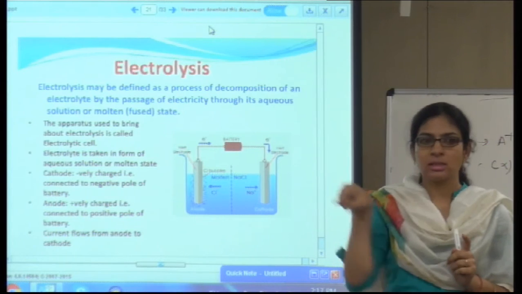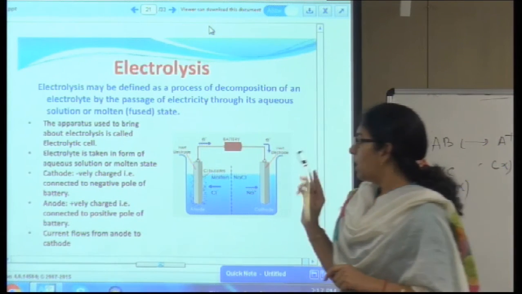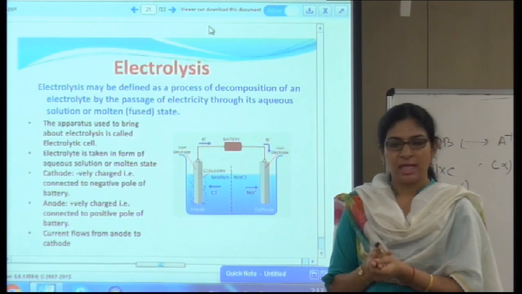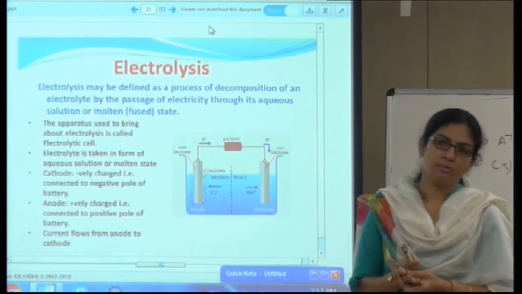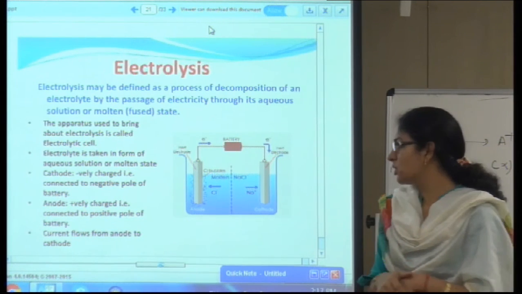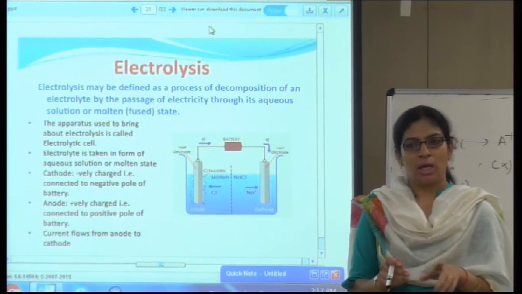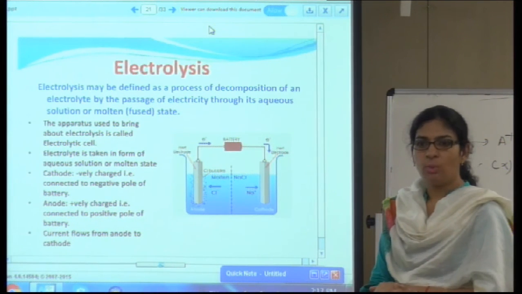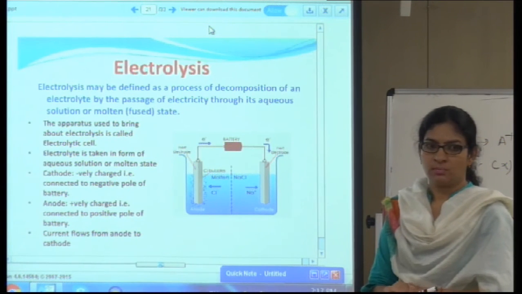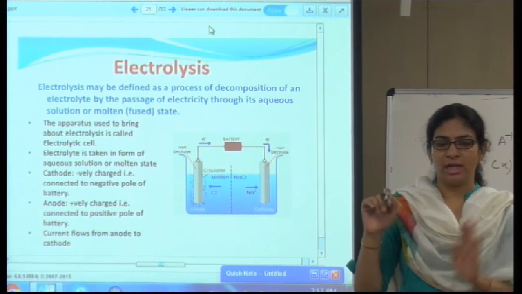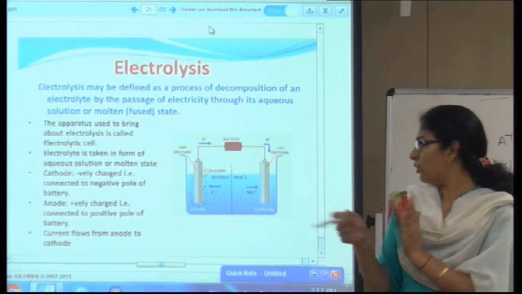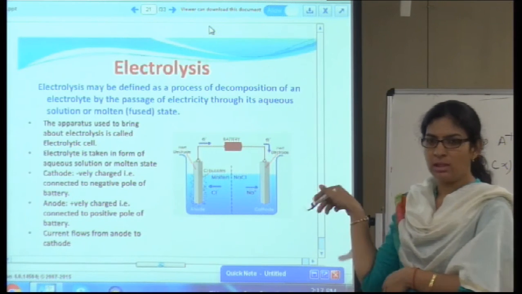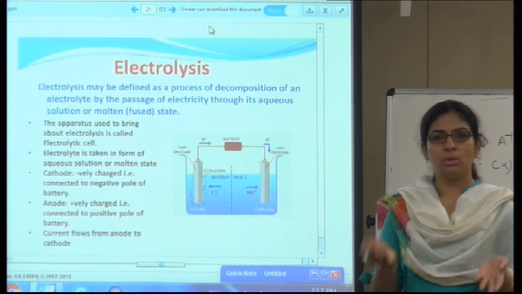In an external circuit, you have different signs. The cathode is connected to the negative pole of the external battery, therefore it is negatively charged, and the anode is connected to the positive pole of the external battery, therefore it is positively charged. And here again the direction of flow of current will also be different. There, electron flows from anode to cathode, so therefore current flows from cathode to anode. This I am talking about the electrochemical cell, but here current will flow from anode to cathode.